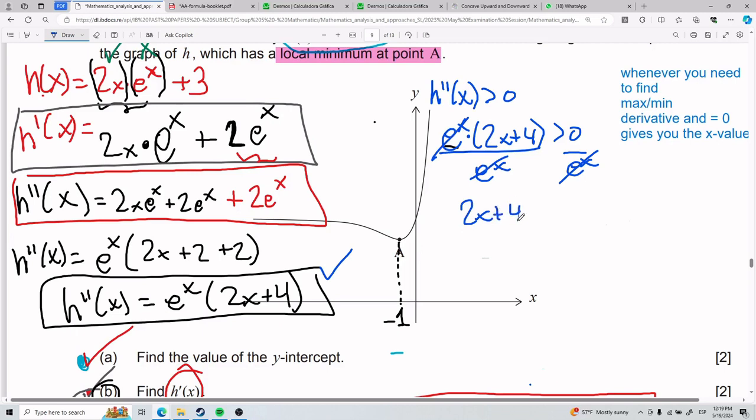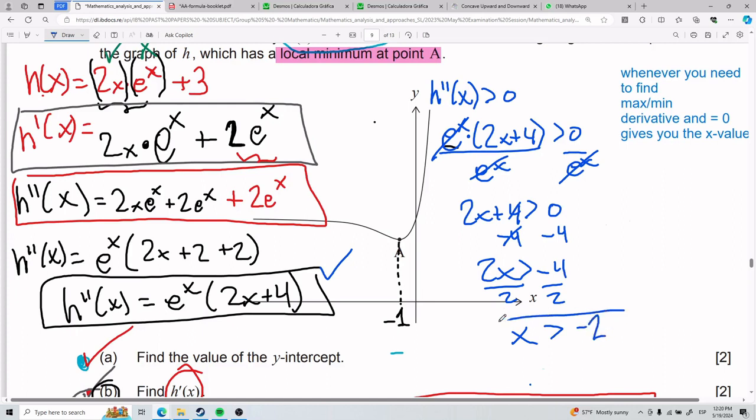2x plus 4 is greater than 0. Get x alone. Minus 4 to both sides. Bada bing, bada boom to get x alone. So 2x is greater than negative 4. Divided by 2, divided by 2. X has to be greater than negative 2. Okay? And so basically that would probably be like around here, if I were guessing. So around negative 2, it starts going concave up. See? The slope sort of starts growing more. That is the sort of way you can think about it.